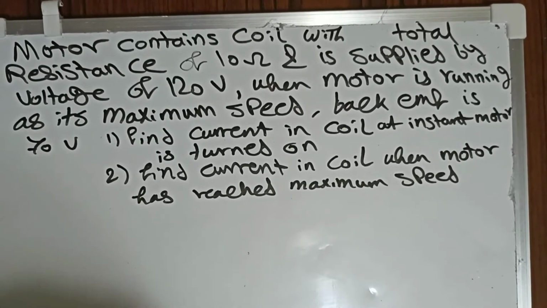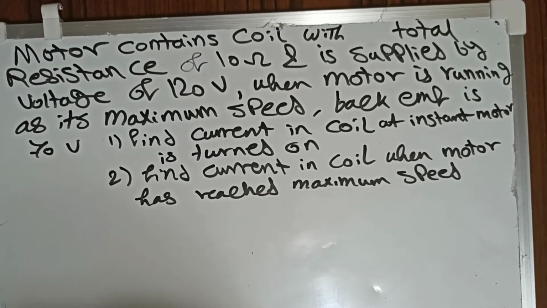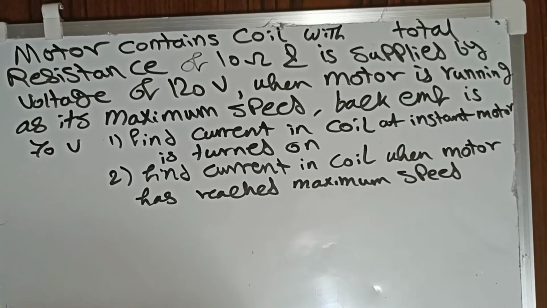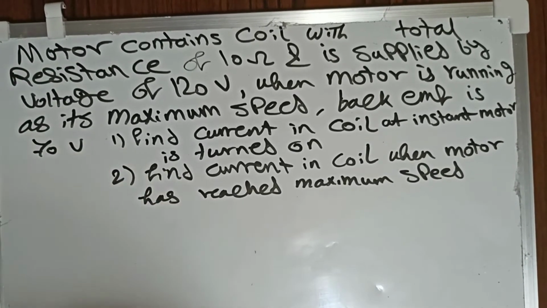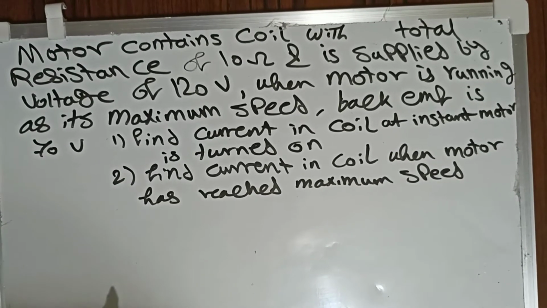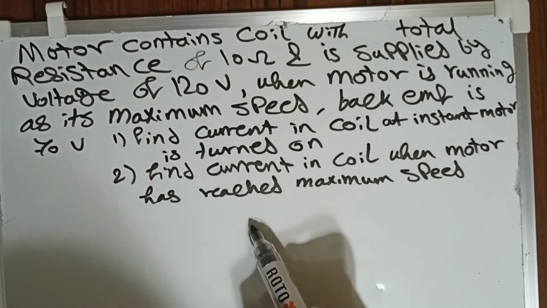Problem 1. A motor contains a coil with total resistance of 10 ohm and it is supplied by a voltage of 120 volt. When the motor is running at its maximum speed, the back EMF is 70 volt. First, find the current in the coil at the instant the motor is turned on. Second, find the current in the coil when the motor has reached the maximum speed.